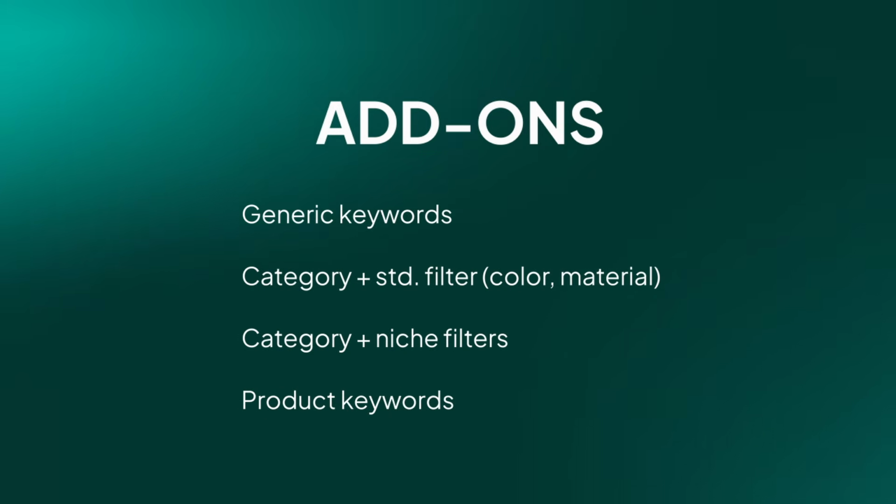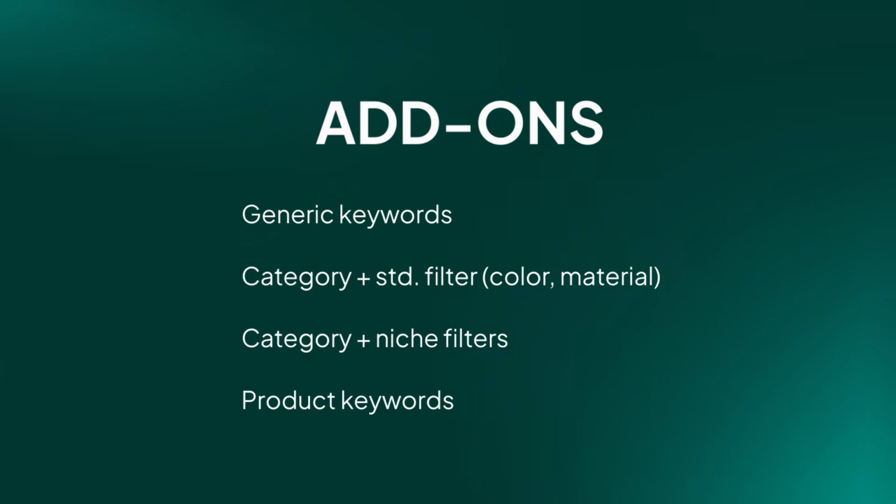Then we have add-ons, and it really depends on the niche, on the area, but then we fall into generic keywords, category plus standard filter, like color, material, and category plus a niche filter. Like we have a bike shop right now, the tire sizes are important, the number of gears on the different bikes are important. So that's what I call niche filters. And towards the end, product keywords.